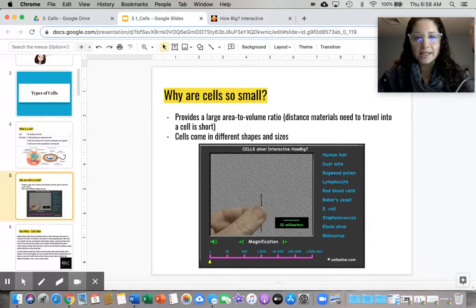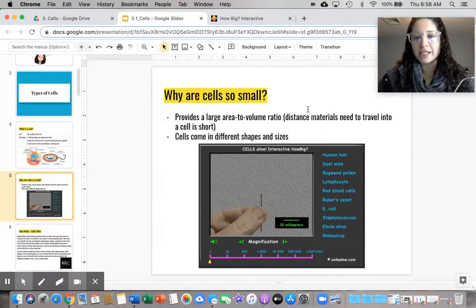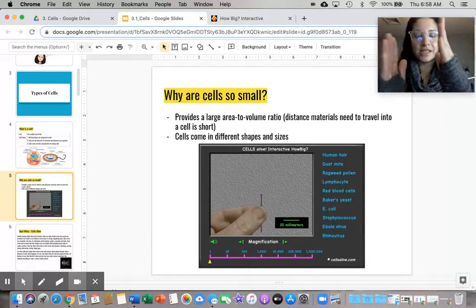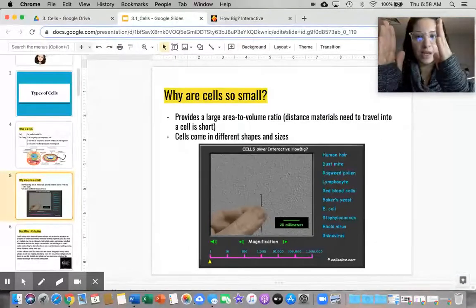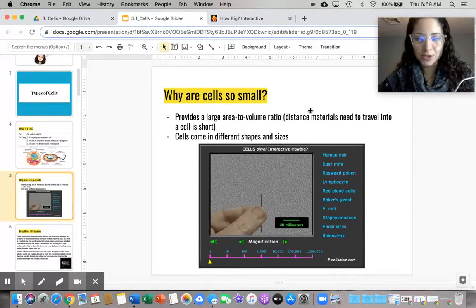The reason why cells are so small is that it provides what we call a large area to volume ratio, which means that if we need to send materials across the cell or between cells, it's a shorter distance that these materials or this message has to travel. Because there's a shorter distance to cover, that message can be sent very quickly, versus a longer distance, which takes a little bit longer.